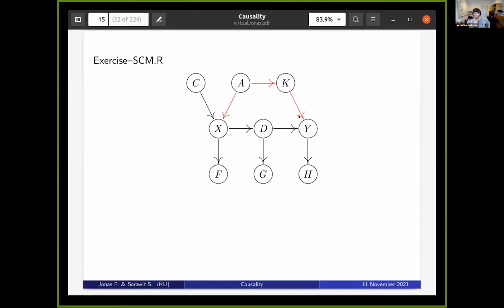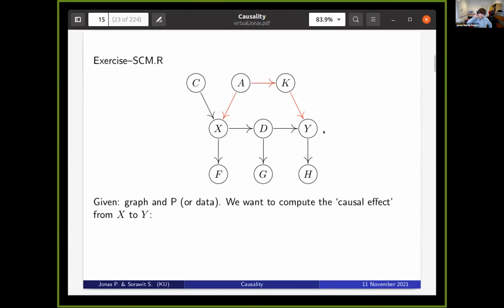So now one type of question is, if we are given data from such a system and we know the causal structure, can we somehow estimate the causal effect from X to Y? And if so, how do we do it? The first question is, what is the causal effect? And here the do notation comes in handy. We are given the graph and the distribution of some data, and we want to compute the causal effect from X to Y. And how do we define it? This is one way of defining it.